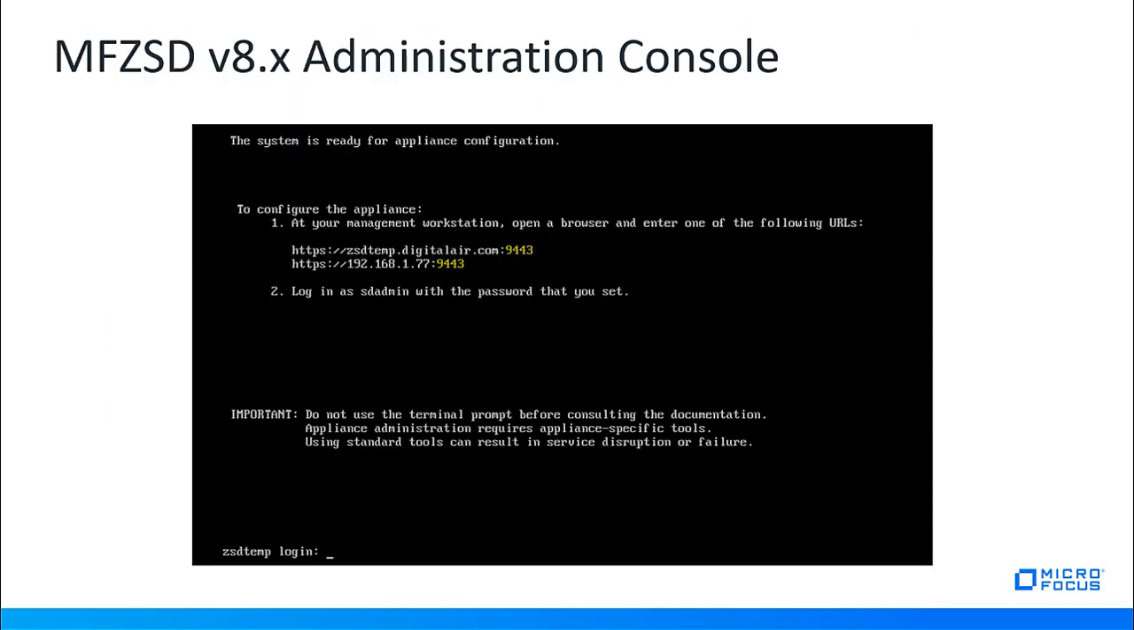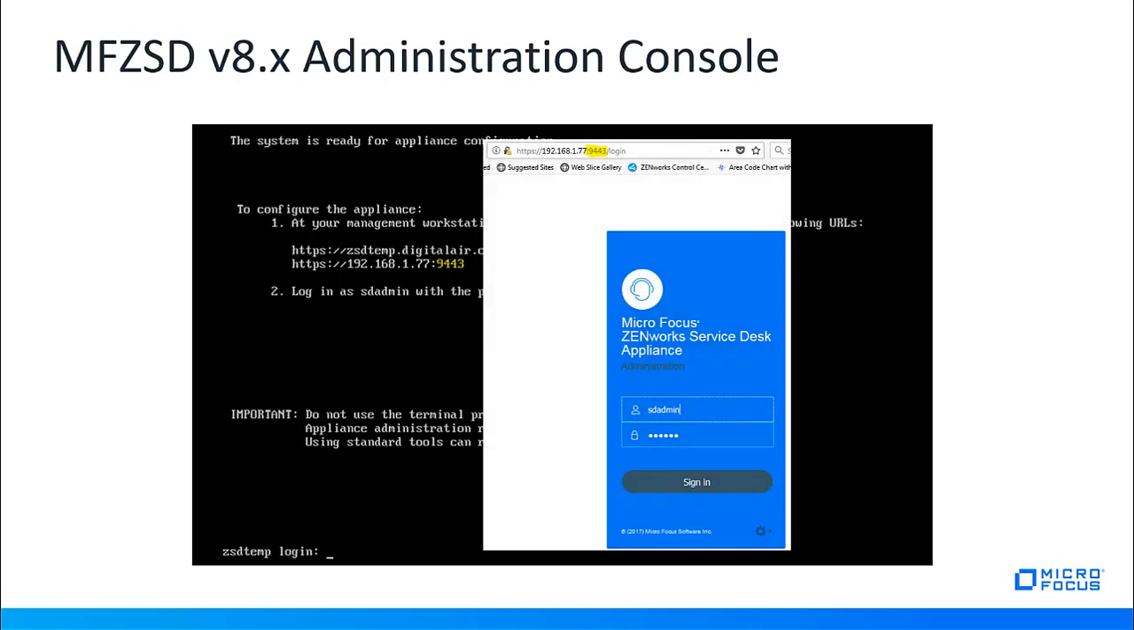So the version 8.x administration console is when you log into 9443. So in this particular case, our appliance is 192.168.1.77, and the appliance administration console, you can get to that particular console on port 9443.